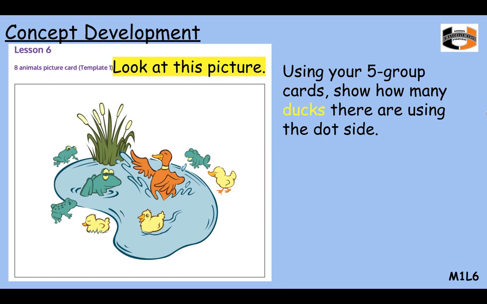Using your 5 group cards, show how many ducks there are using the dot side. And if you don't have your 5 group cards, you can draw the dots to match the number of ducks you see. Is this what you have?